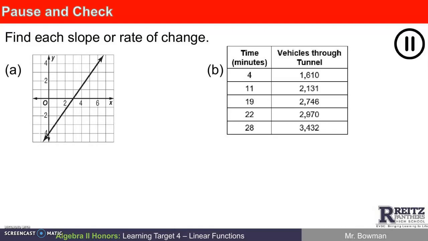Time for you to try this on your own, Panthers. Hit pause. Try to find each slope or rate of change in this scenario, and when you think you've got answers that work, hit play and we'll check it out.